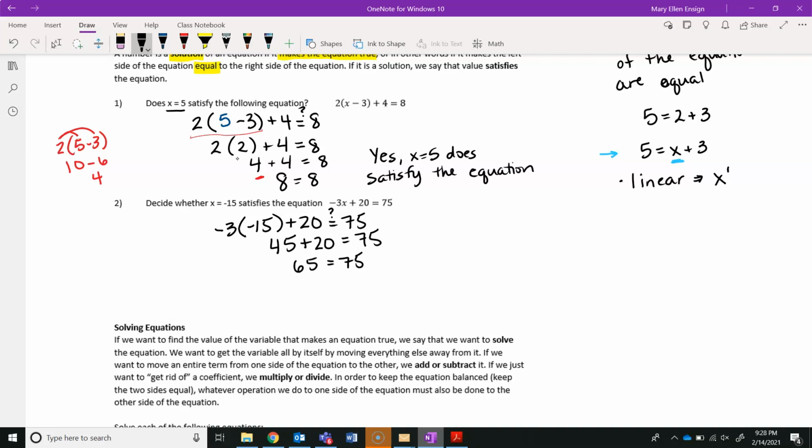So now I have a single number on the left, a single number on the right. I look at them, they're not the same, right? So no, x equals negative 15 does not satisfy the equation. Or in other words, another way to say that is that x equals negative 15 is not a solution.